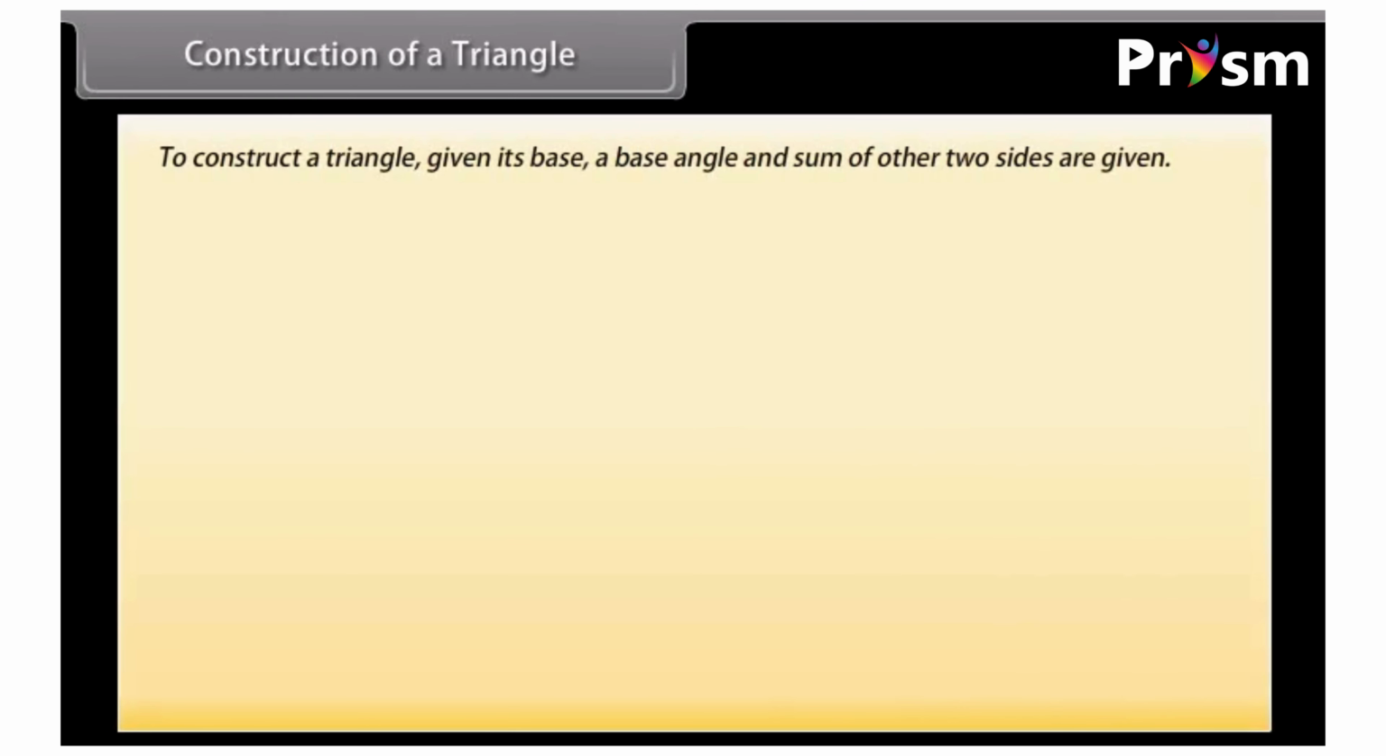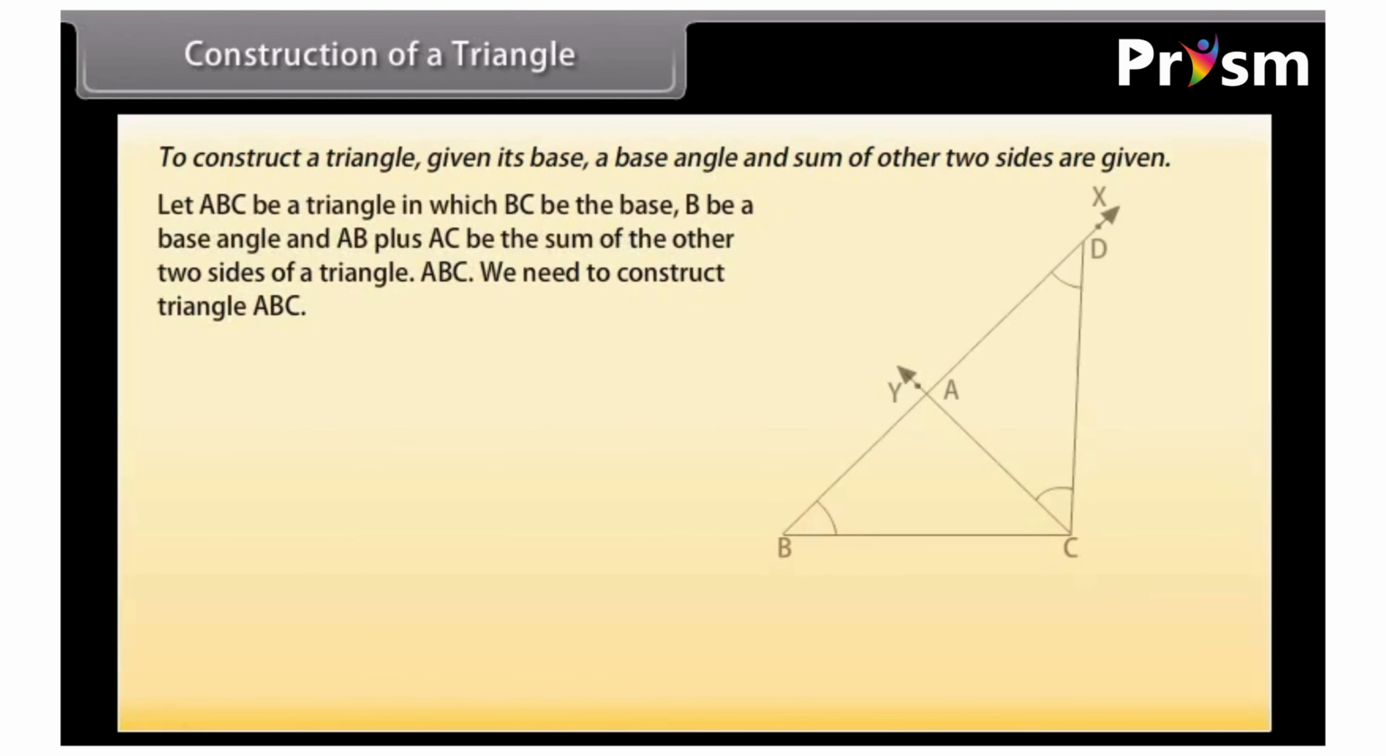Construction of a triangle. To construct a triangle, given its base, a base angle, and the sum of the other two sides are given. Let ABC be a triangle in which BC is the base, B is a base angle, and AB plus AC is the sum of the other two sides of triangle ABC. We need to construct triangle ABC.